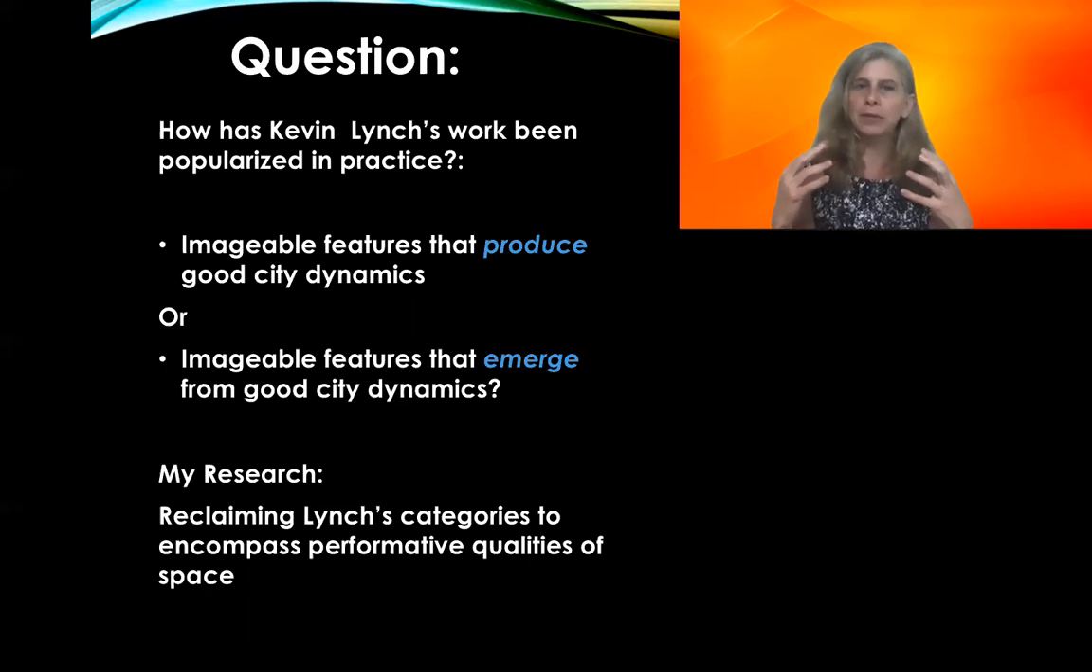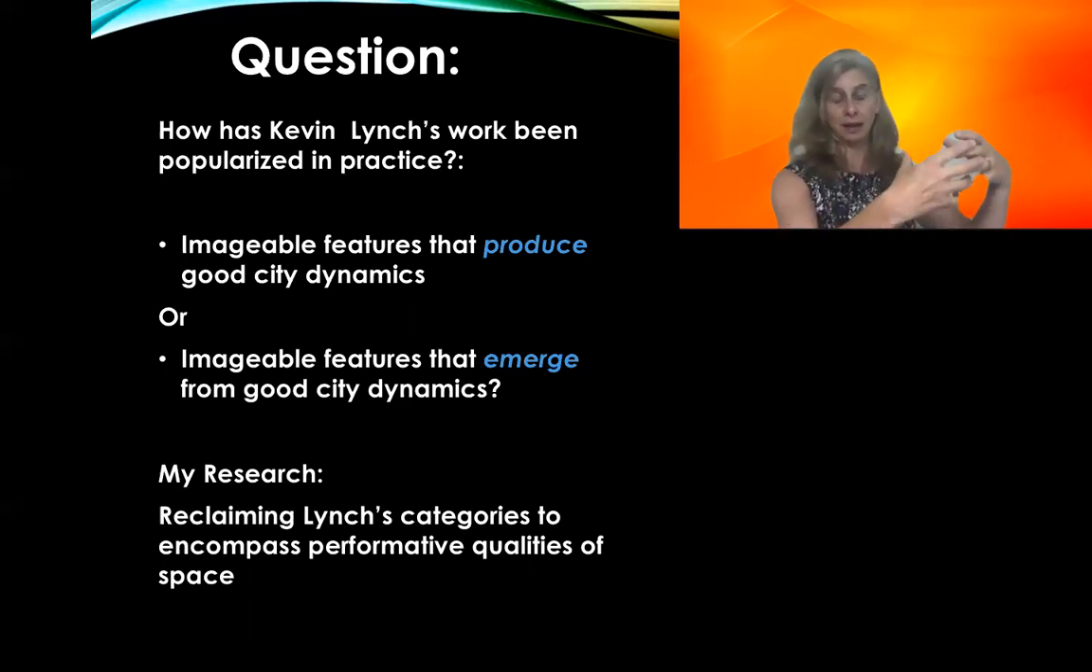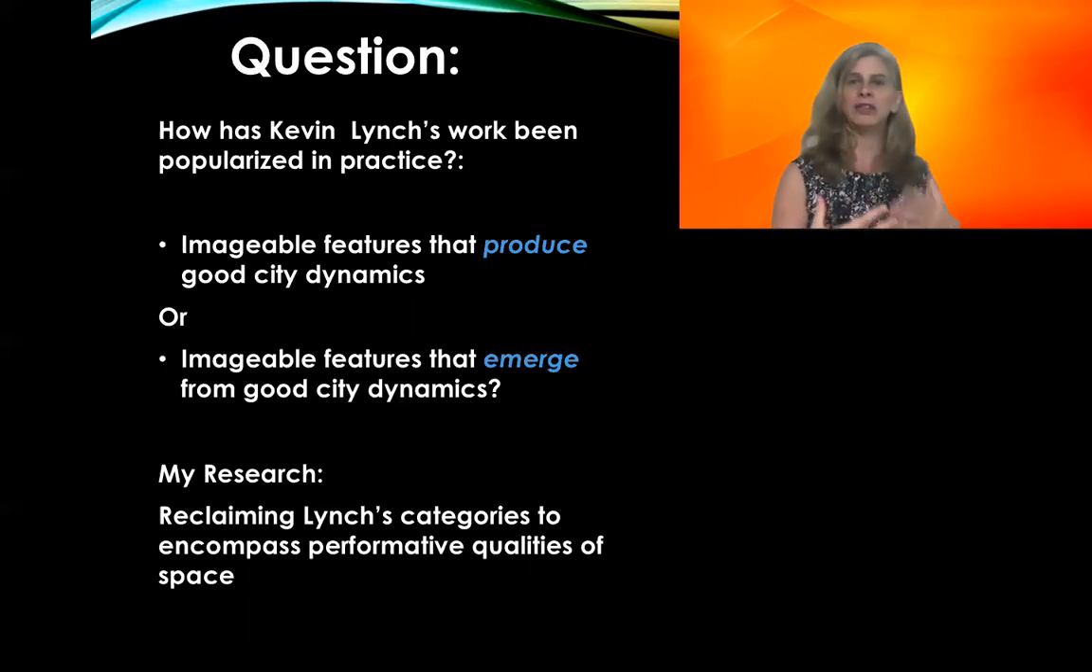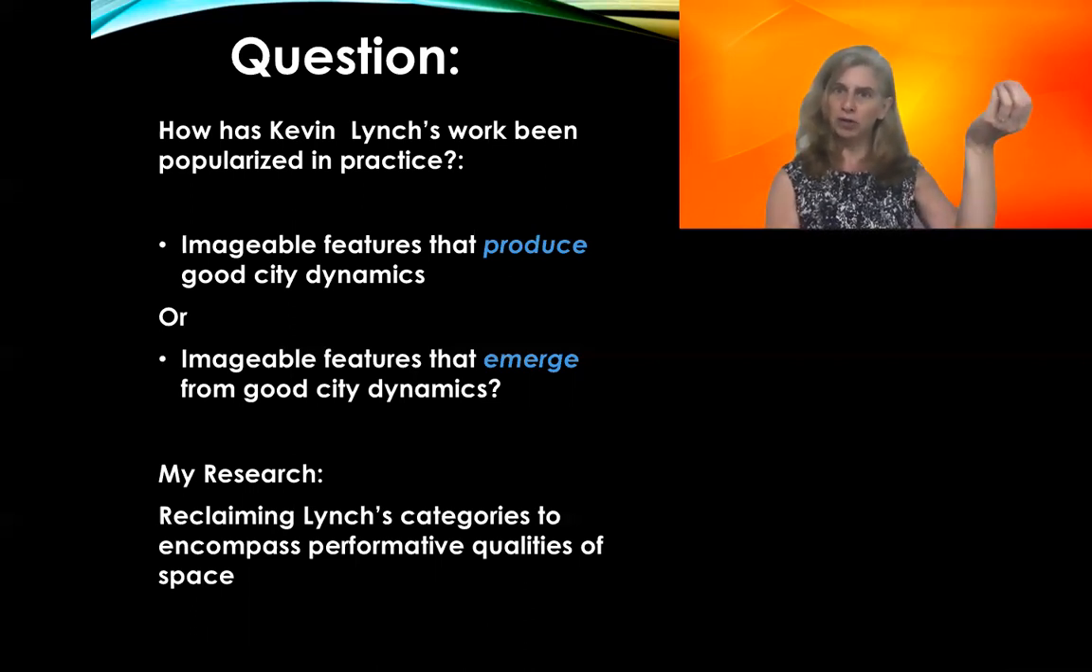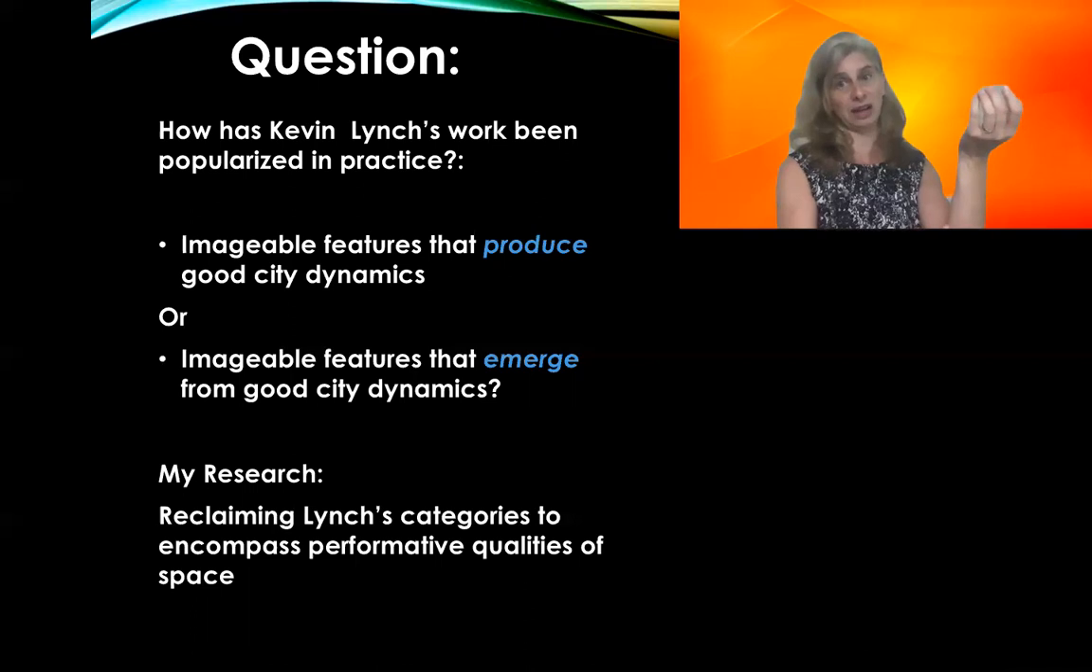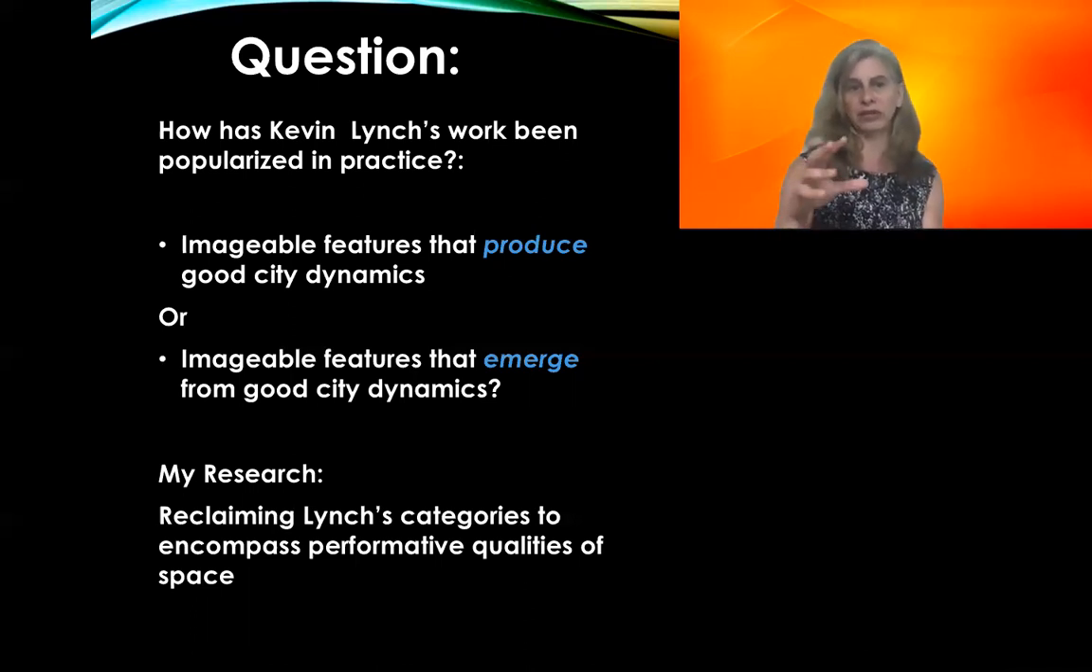So Lynch talked about those categories as ways we cognitively understand the city. But there are different ways in which we can understand what he meant. We can think of these as the imageable features. If we have a landmark, that's obviously an imageable feature. But is the feature something that then produces good city dynamics? Or is the feature something that emerges because of good city dynamics? Are we putting the cart before the horse? My research is trying to reclaim Lynch's categories to encompass these more performative qualities of space.